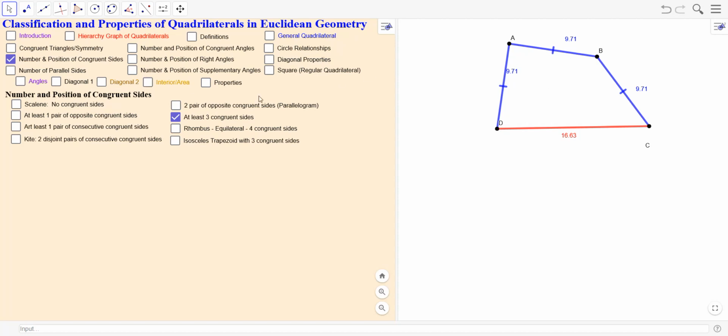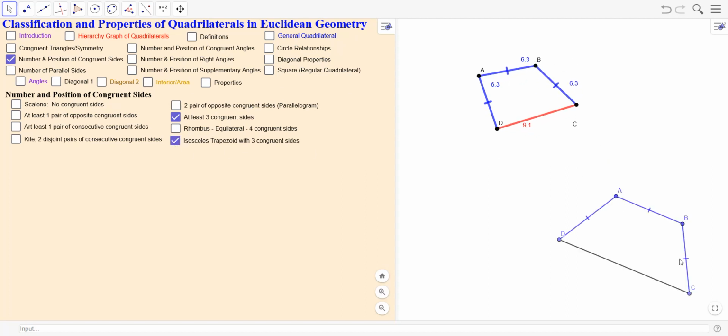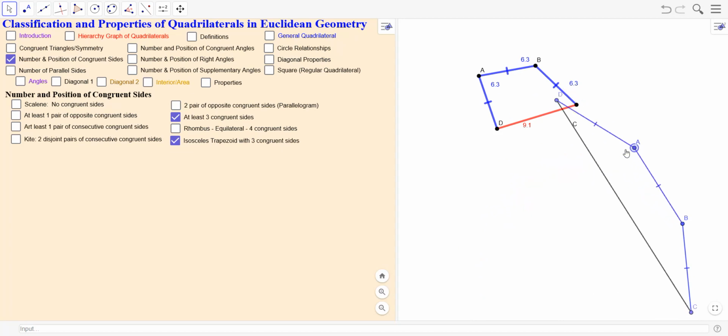And by the way, this is why we have to say on a kite two disjoint pairs of consecutive congruent sides, because we have a pair of congruent sides AB and AD, and another pair AB and BC are congruent, but we don't want that to be a kite. So that's why we need the word disjoint there. But here's one where we have three congruent sides. A special case of that would be this one here, an isosceles trapezoid with three congruent sides.